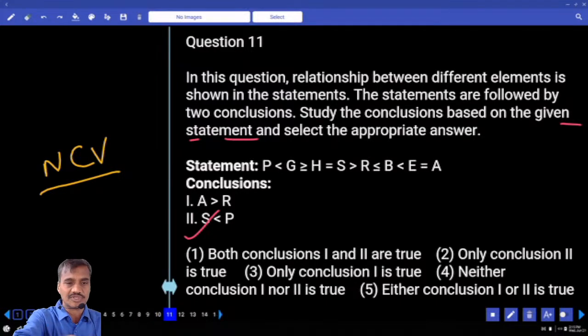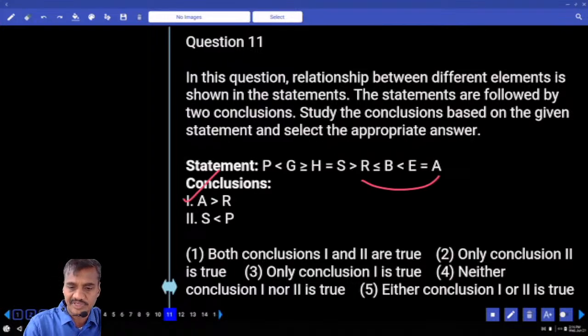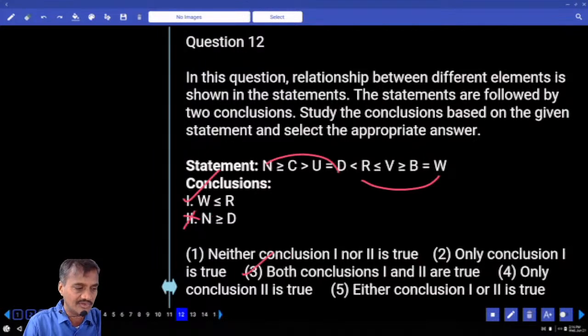Now in this 11 to 13, these three are based on inequalities. The relation between A and R: A less than R, A greater than R. S and P: between P and S are two opposite symbols, so no relation. Hence what is your answer? Only one, that is choice 3, question number 11.